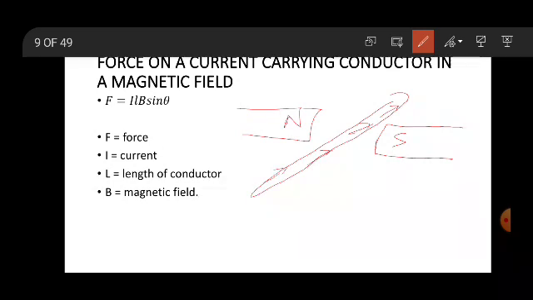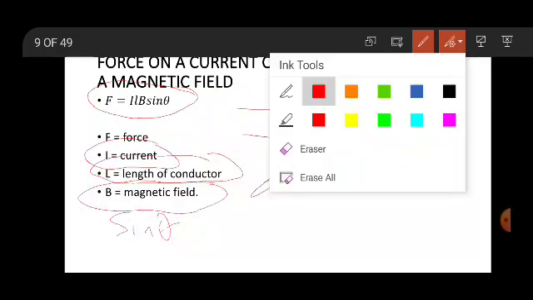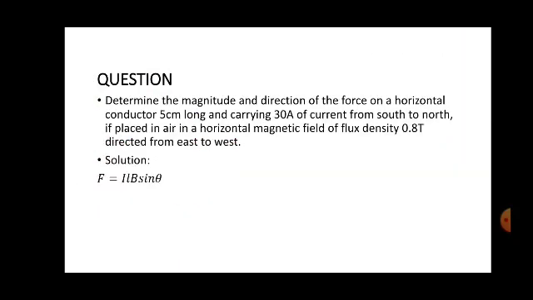And we are saying that the force that will be experienced is dependent on three things: the current I flowing through the conductor, L the length of the conductor, and B the magnetic field, and of course also sin theta. That means the angle which the conductor makes with the magnetic field. Okay, that is important for us to note.